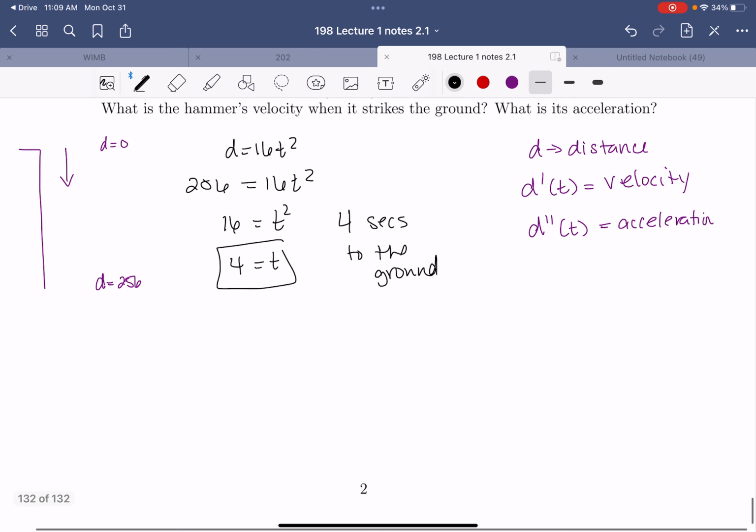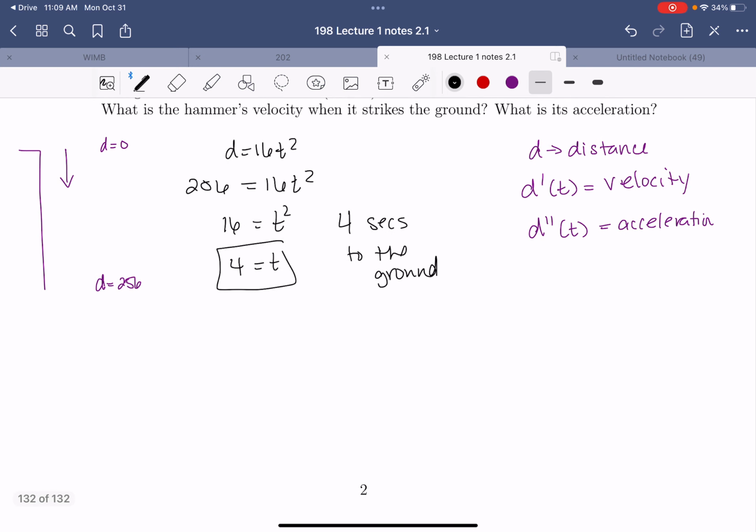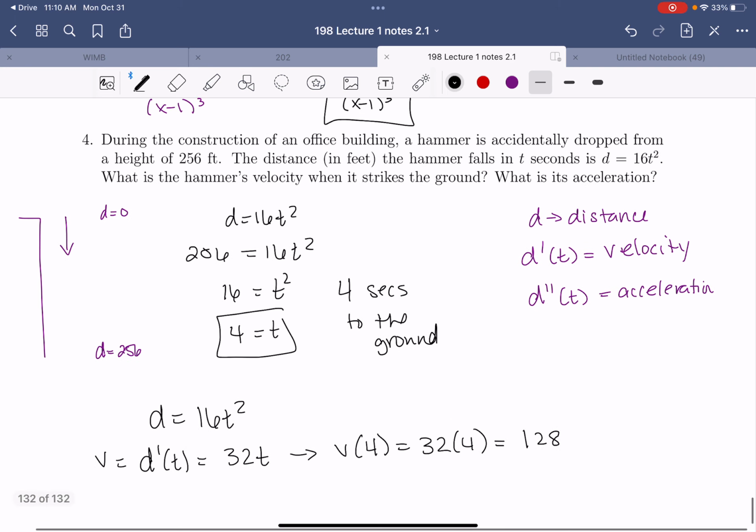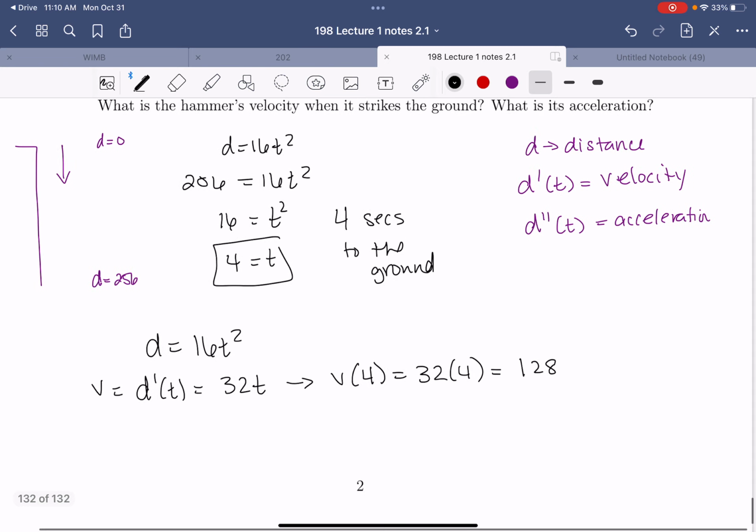Then, what is the velocity when it strikes the ground? So after 4 seconds, what's the velocity? So our d is 16t squared. We want to know the velocity, and the velocity is the first derivative. So that's going to give us 32t. And they want to know the derivative when it hits the ground, which is in 4 seconds. So the velocity at 4 is 32 times 4, or 128. And this, I think, is in feet per second, right?